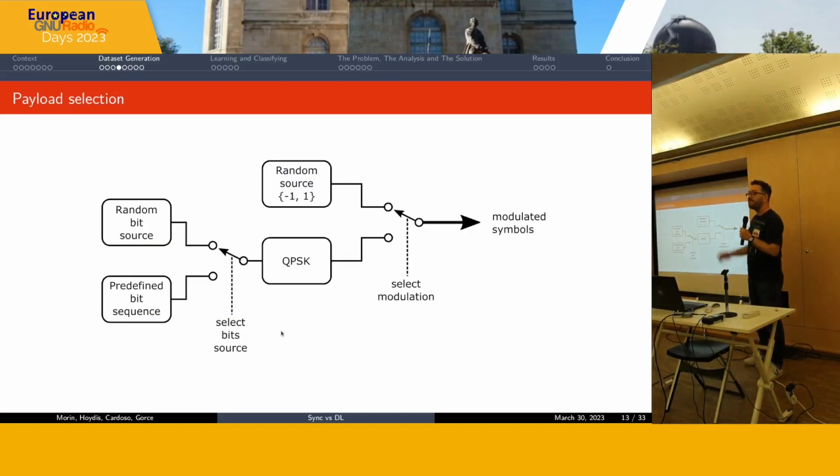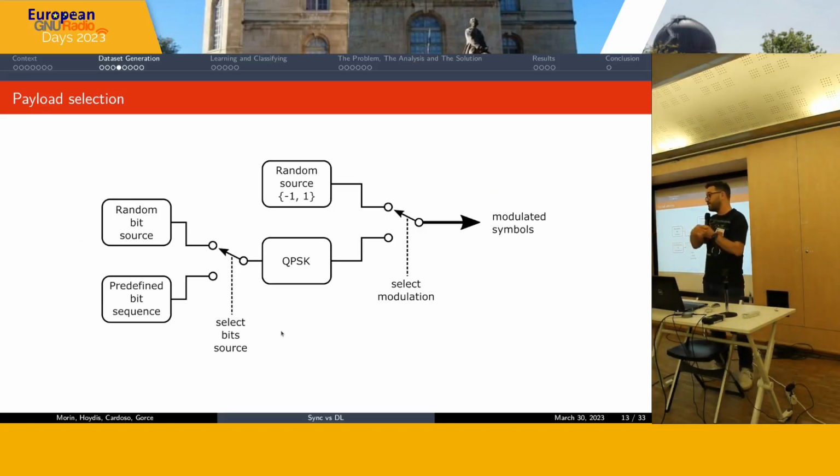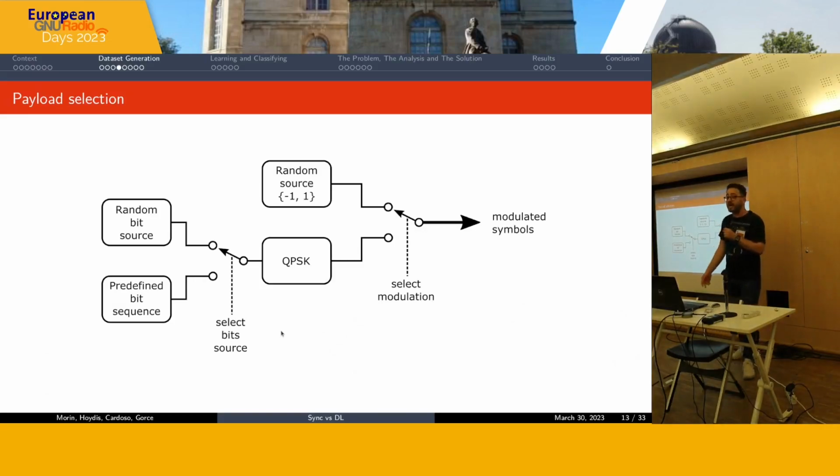So this is what we have for the actual packet, which is classified. We have three options. The first option is a predefined bit sequence, and this sequence is actually there to mimic a preamble, okay? So we said, okay, what if we can identify just based on the preamble? We also have a random bit source. So sometimes this packet that we are using to identify is completely random, but still modulated QPSK. And then we also tried a completely random, uniform random source between -1 and 1, which we send directly to the USRP, okay?